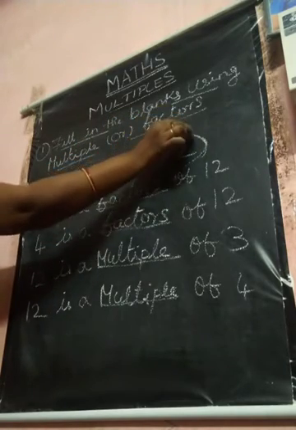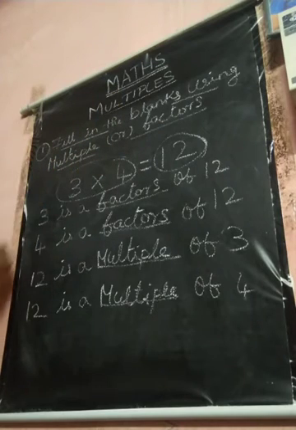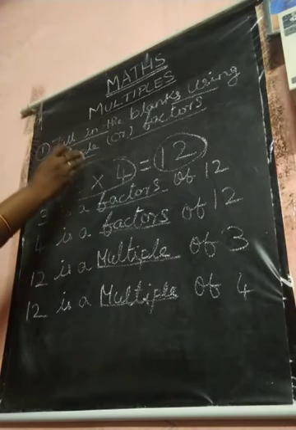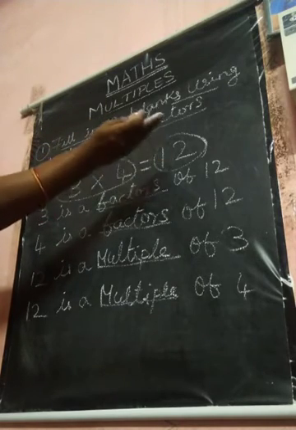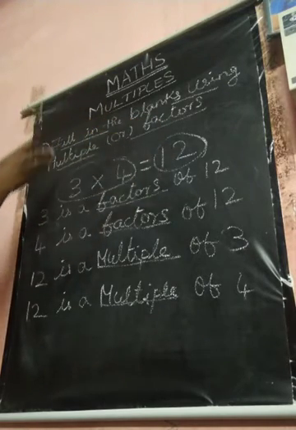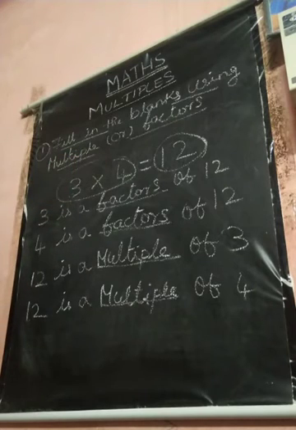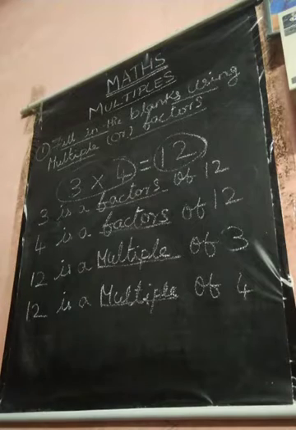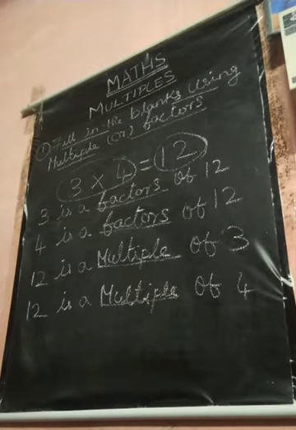3 and 4 are the factors of 12. 12 is the multiple of 3 and 4. All of them understood? 3 is the factor of 12. The same way 4 is also a factor of 12. 12 is the multiple of 3. The same way 12 is the multiple of 4 also. All of them understood?